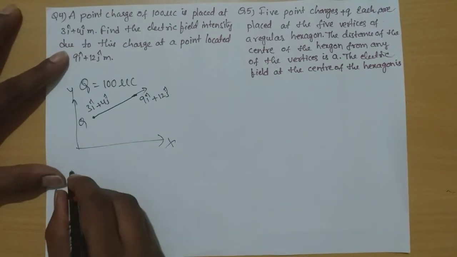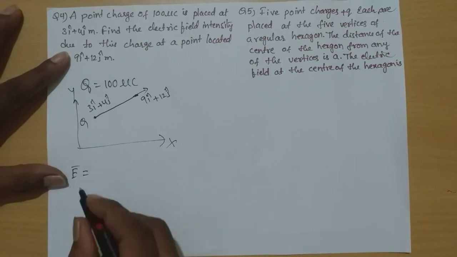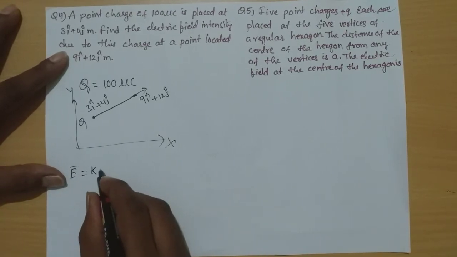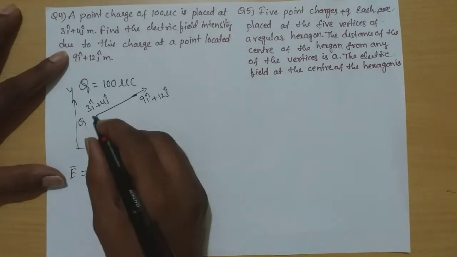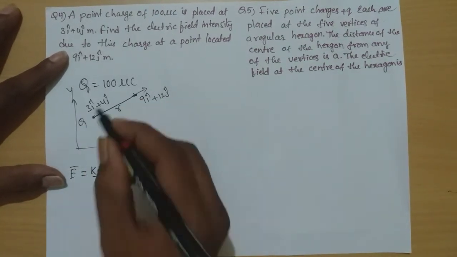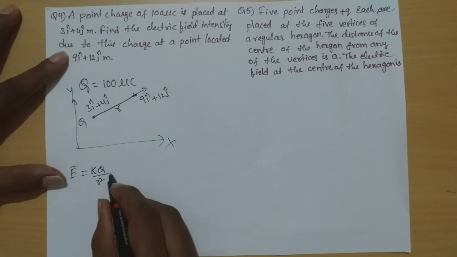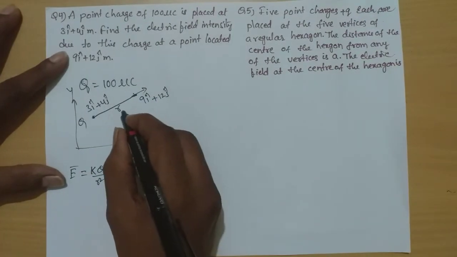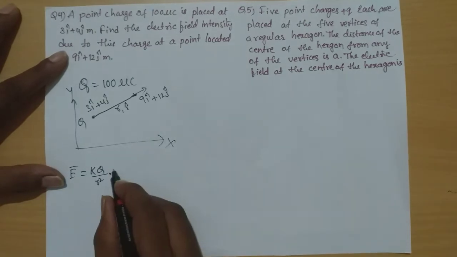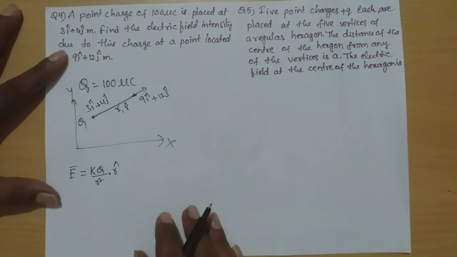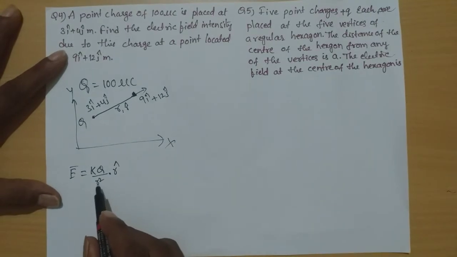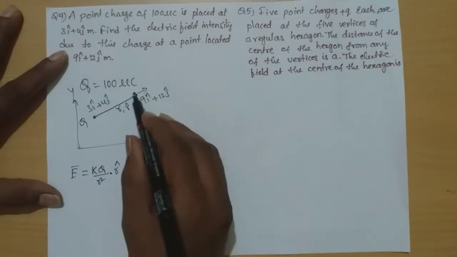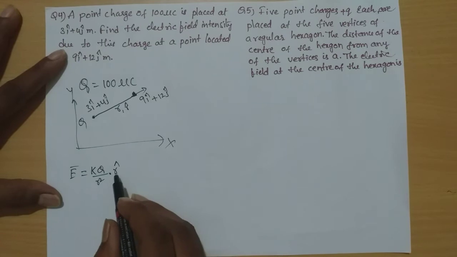So the electric field intensity formula is K into Q by R square, into the direction of the unit vector, in this case R cap. Q is the only source charge we have to consider, and R is the distance between these two. So to find the electric field at this point, we have to find the magnitude of the distance between these two and this R cap.